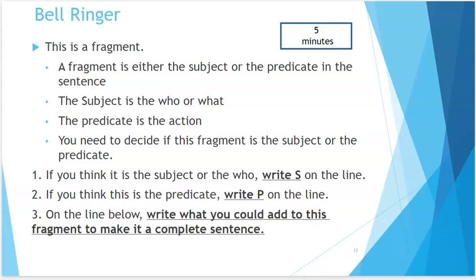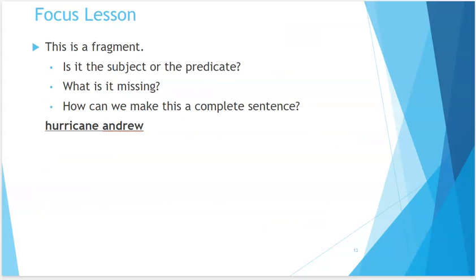So our bell ringer was again another fragment. The fragment is either the subject or the predicate. The subject, a reminder, the subject is the who or what, the predicate is the action. In this bell ringer, they had 3 fragments, and they needed to decide if they were a subject or a predicate. And then if it was a subject, they needed to add the predicate to it to make it a complete sentence. Then we reviewed our answers.